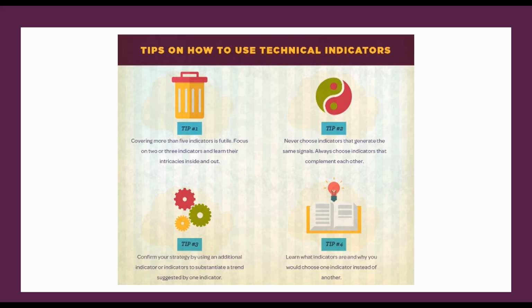So let me give you some tips on using technical indicators. Tip 1, covering more than 5 indicators at any given time is futile. Focus on 2 or 3 indicators and learn their intricacies inside and out. Never choose indicators that generate the same signals. Always choose indicators that complement each other. You don't want to choose 3 momentum indicators and ignore a volatility indicator. Confirm your strategy by using an additional indicator or indicators to substantiate a trend suggested by one indicator. And learn what indicators are and why you should choose them.